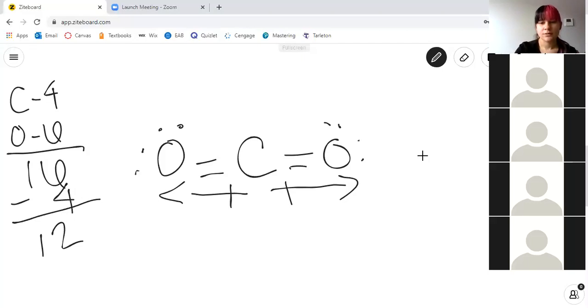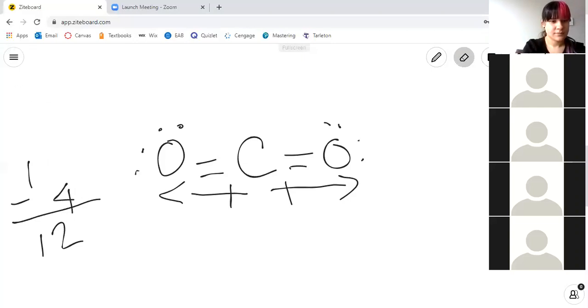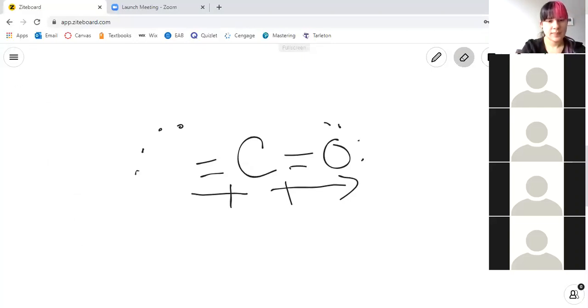So does this help with polarity and sort of understanding that? Yeah. Awesome. Okay.